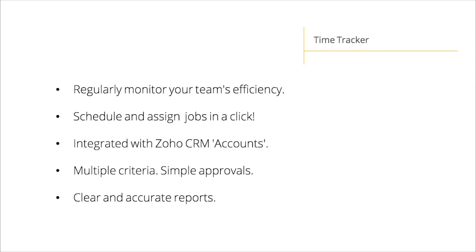Zoho People's Time Tracker is a powerful yet simple and easy to use time management software. This online tool helps you record and keep track of your employee's time wherever he logs in from, and also at any given point of time. You can regularly monitor the efficiency of your team and the usage of time, thus improving your team's collaboration and productivity. Now, what's great about the Zoho People Time Tracker is that when a job is added, you can associate a client from the accounts or contacts module of your Zoho CRM.